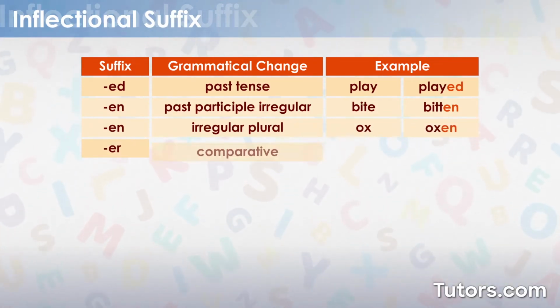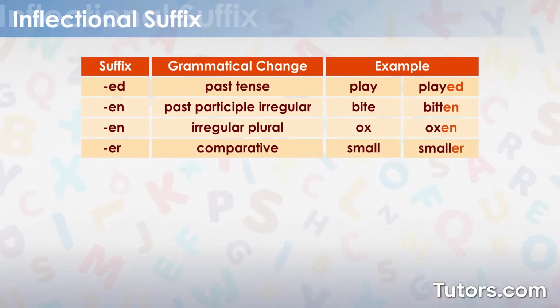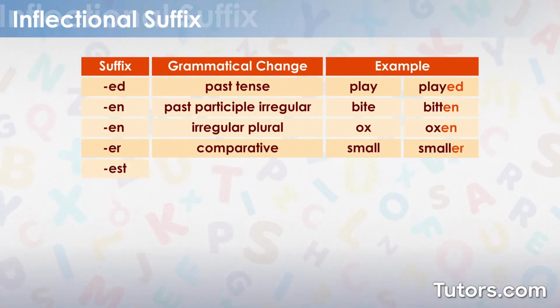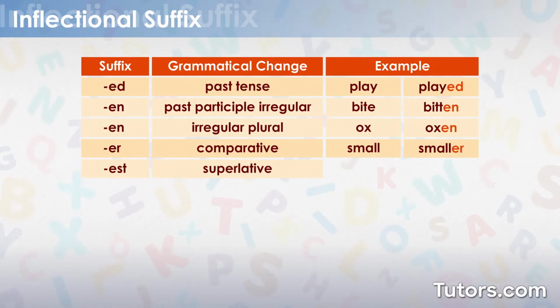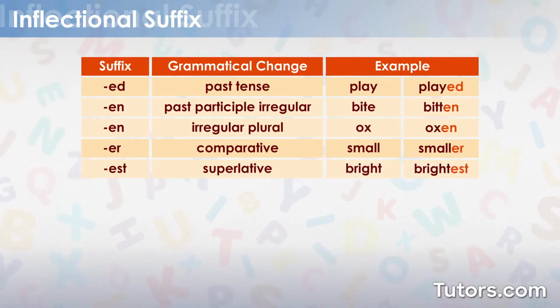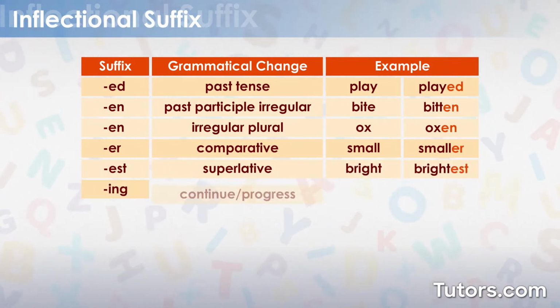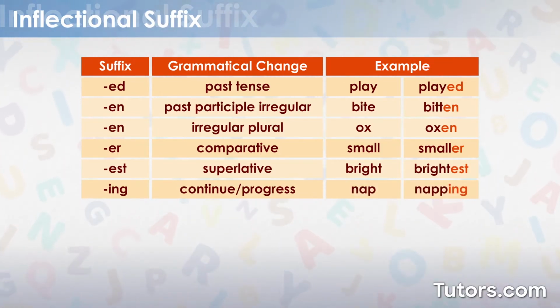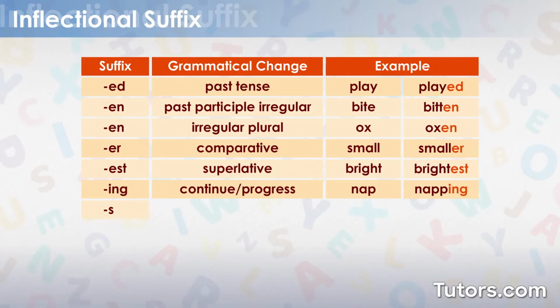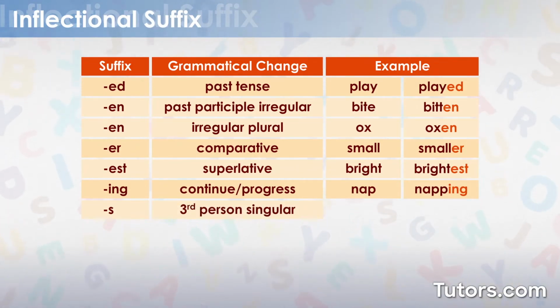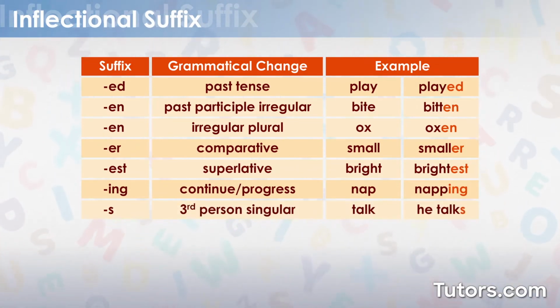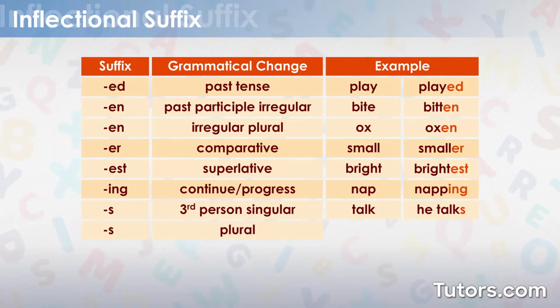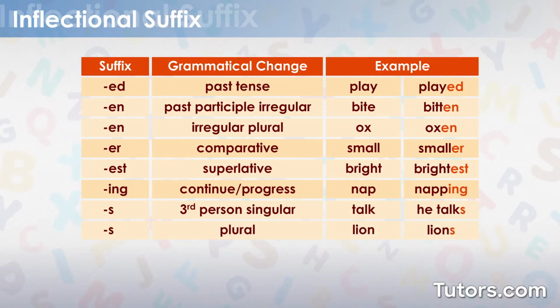Er is usually comparative, like with smaller, while est creates a superlative, as in brightest. Ing indicates a continuation or progress, for example, napping. Finally, s makes a third-person singular verb, like he talks, or a plural, such as lions.